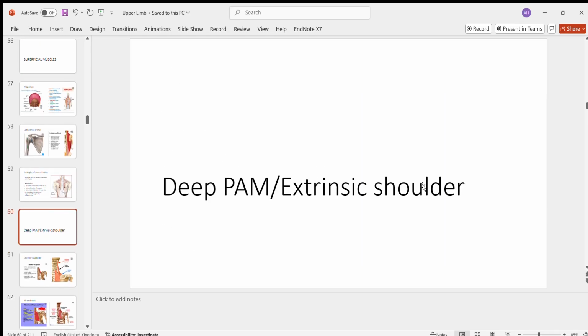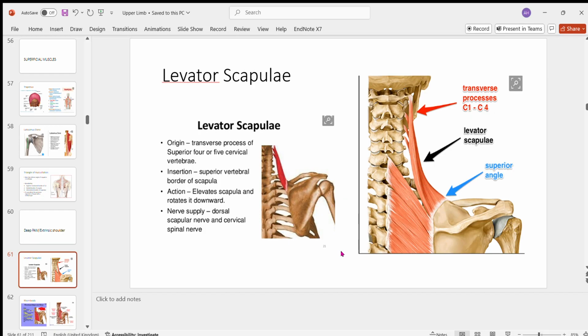Now coming to the deep posterior axio-appendicular muscles. These are the levator scapulae, rhomboid minor and rhomboid major muscles. So first of all, the levator scapulae. This muscle is the levator scapulae muscle. It originates from the transverse processes of C1, C2, C3 and C4 cervical vertebrae, and it is inserted into the superior angle of the scapula.